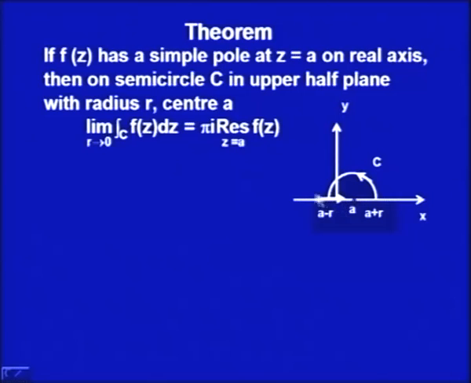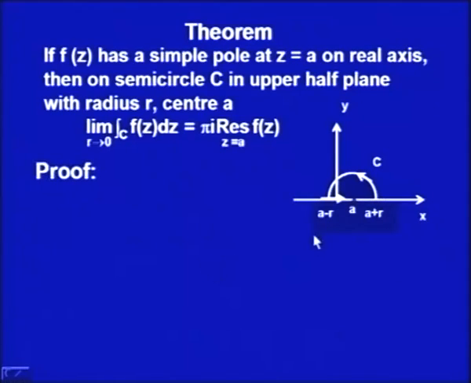What we are saying is that if my function f(z) has a simple pole at z = a on the real line, and I take this semicircle C around the point a where we have the pole, with small radius r, then as r approaches 0, the integral on this contour C, the semicircle only, not including the real line, would be πi times the residue of f(z) at z = a. Let us show how this happens.